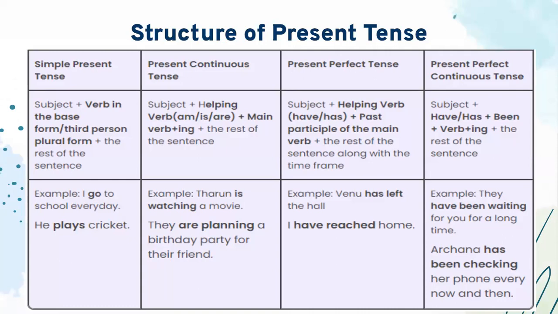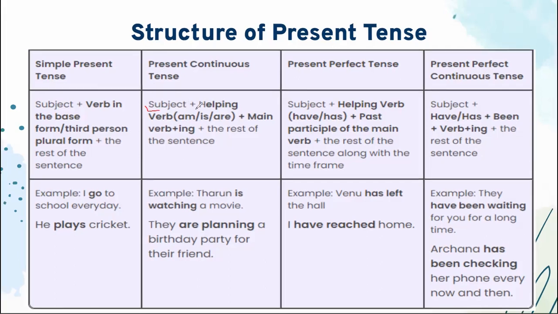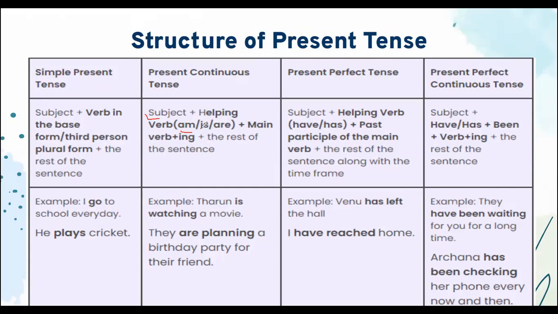Now for present continuous tense, how does it come? It comes with our subject and the helping verb, specifically am, is, or are. The main verb with ing.